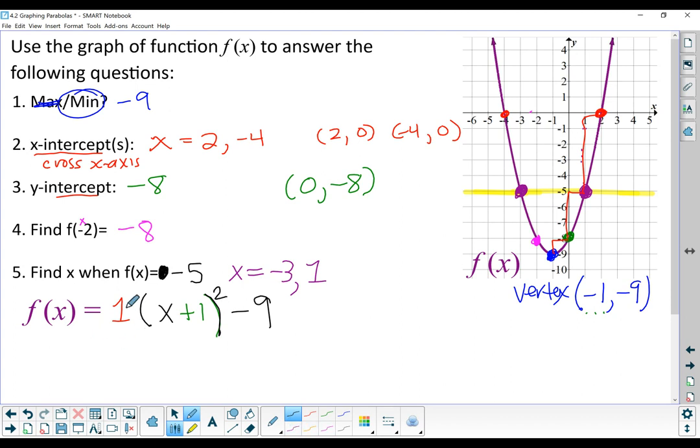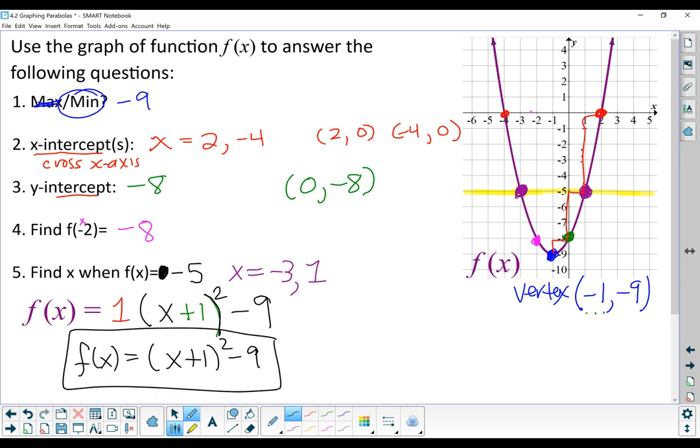So I would probably normally not write the 1 there. If you have it, it's not incorrect, but I'd probably write it like this without the 1. The 1's just not necessary.